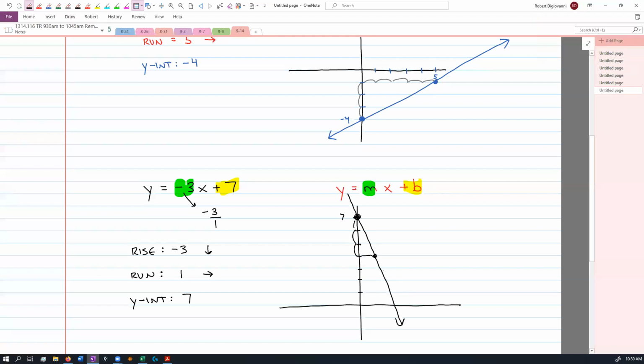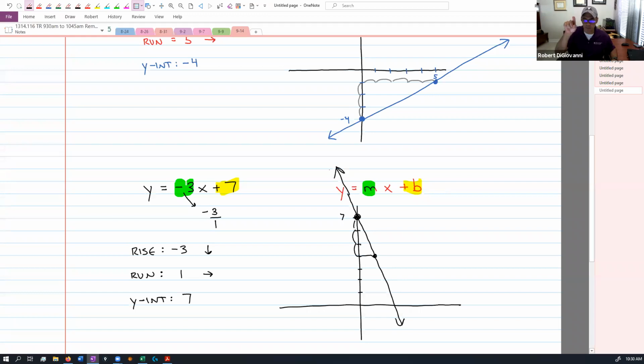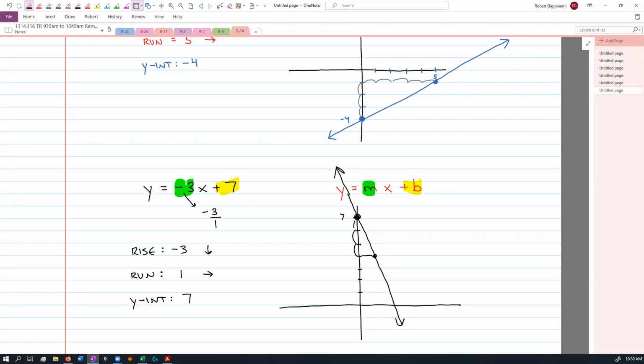And so on and so on. That's it. You only need one other point, but from that point you could go down 3 and over 1 again. You could keep repeating that if you wanted to.